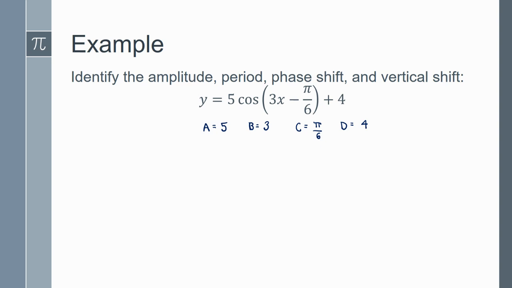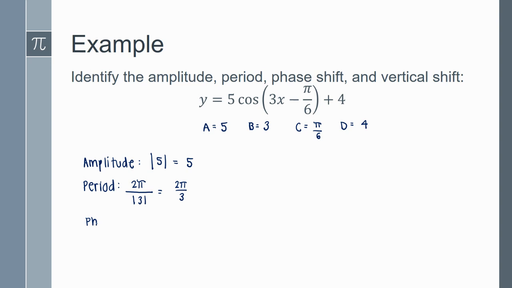Now that I've identified a, b, c, and d, let's find all the things that they're asking for. To find the amplitude, remember, we just want to take the absolute value of a. The absolute value of 5 is still going to be 5. So there's my amplitude. Then I want the period. Even if it was a sine graph, remember it's the same. It's always going to be 2 pi divided by the absolute value of b. Well, b is 3. The absolute value of 3 is just 3. So 2 pi over 3 would be the period.